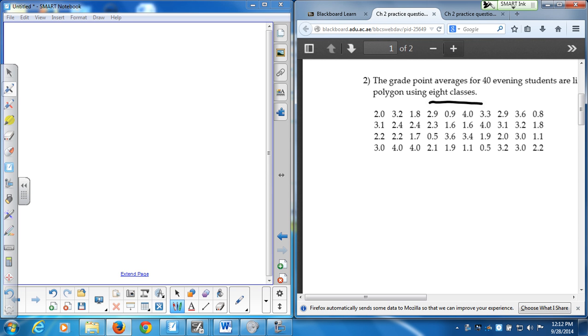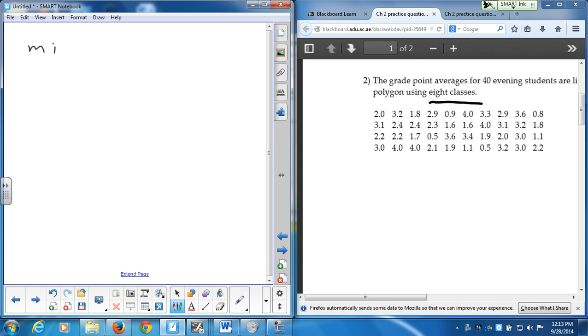So if I have 8 classes, then I need to start getting the class widths, right? So how do I get the class widths? I need to know the lowest value and the highest value. So what is the minimum value here? 0.5. The smallest value here is 0.5. And then the highest value, the maximum, is 4.0, right?